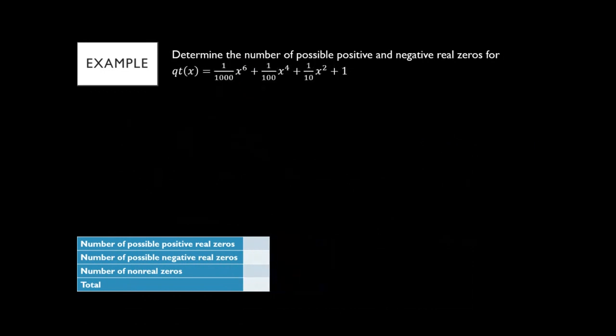So this is my last example. Same thing, we've got 1 over 1,000 x to the 6th plus 1 over 100 x to the 4th plus 1 over 10 x squared plus 1. And again, even though it looks gross with the fractions, it doesn't matter. It's not going to make a difference. So we have first degree. This is degree 6.